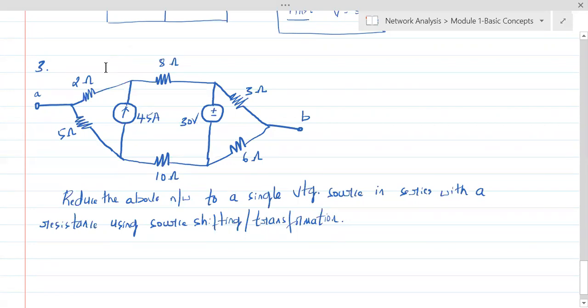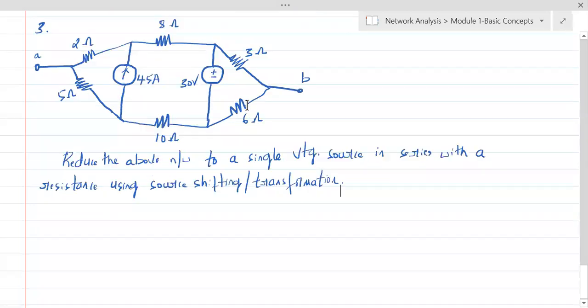So this is, see, there are so many resistors, one voltage source, one current source. But using shifting and source transformation, you need to reduce it to one voltage source in series with a resistor. That is possible. So that is the power of the shifting and transformation of sources. Let's see that now. Fine. So what they are asking us is this.